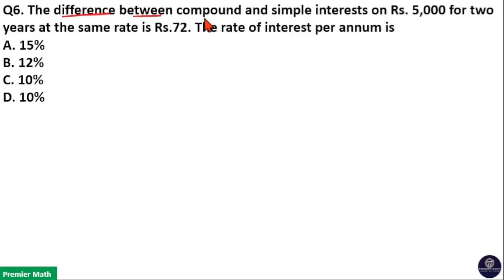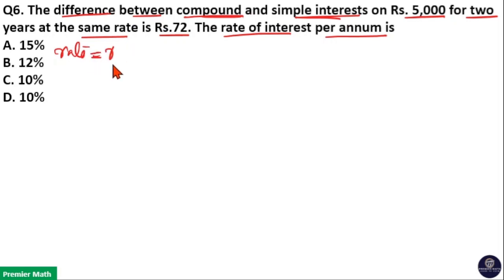Difference between compound and simple interest on rupees 5,000 for 2 years at the same rate is rupees 72. The rate of interest per annum is? Here rate is common for compound and simple interest. Let us consider rate as R percentage. Rate as R here. Now simple interest is same for every year. So in the first year, rate is equal to R percentage. Principal is equal to 5,000. I will write it as 5K.